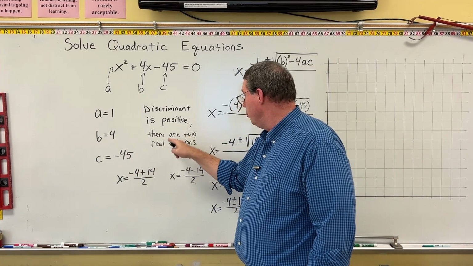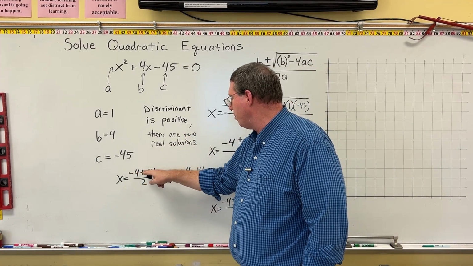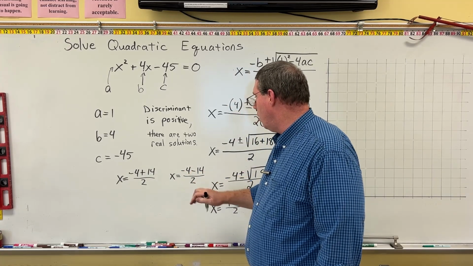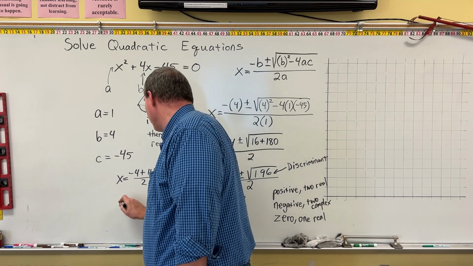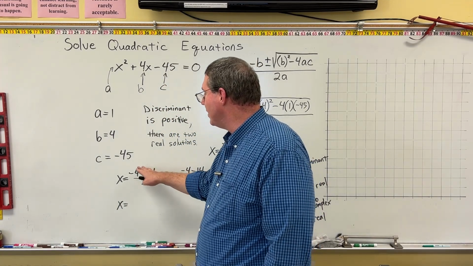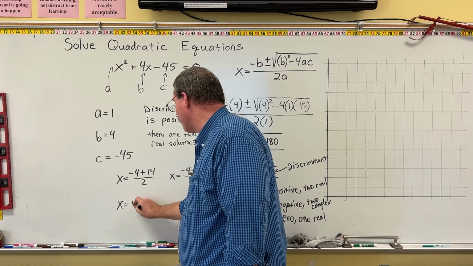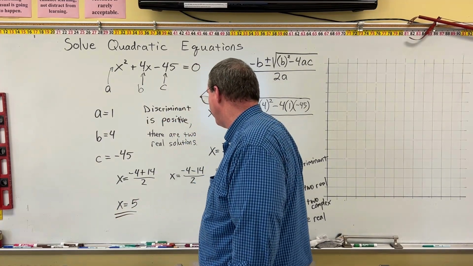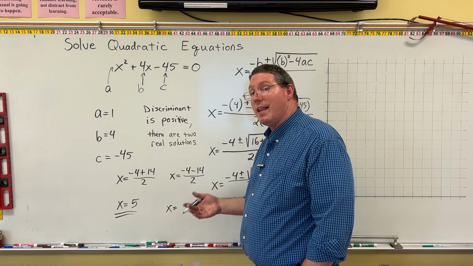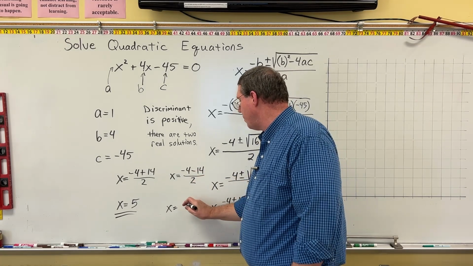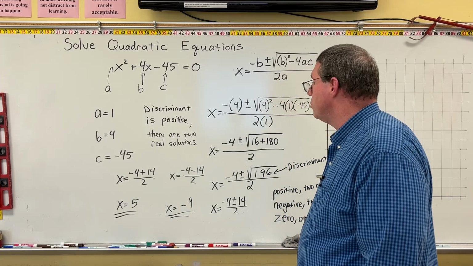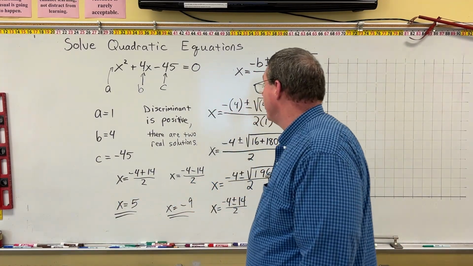So look, there's two real solutions. One of them is negative 4 plus 14 over 2. The other one is negative 4 minus 14 over 2. Well, let's go ahead and solve those. Negative 4 plus 14, if you did that in the calculator, you would get 10. 10 divided by 2 is 5. So one of our solutions is 5. The other one is negative 4 minus 14. That's negative 18. Negative 18 divided by 2 is negative 9. That's our other solution. And so our two solutions are 5 and negative 9.